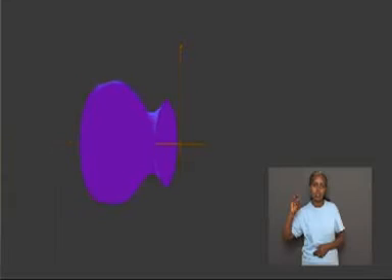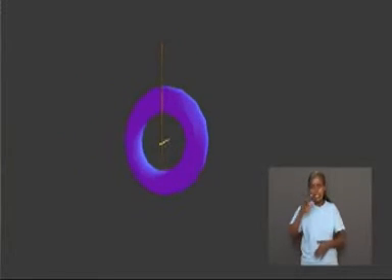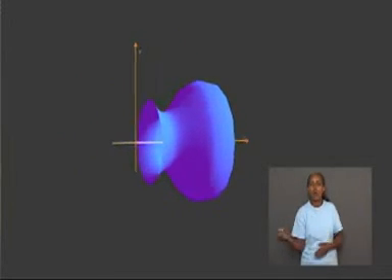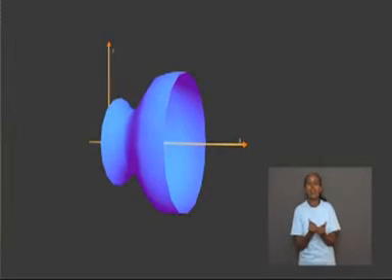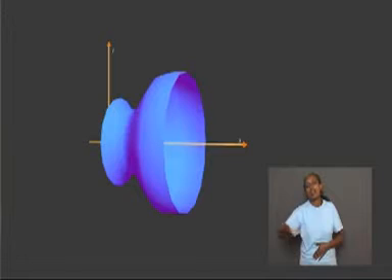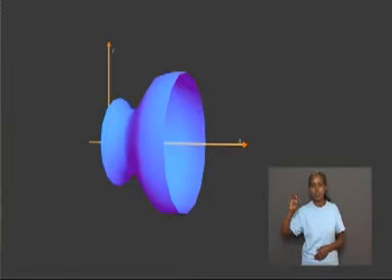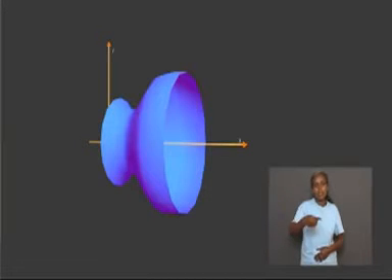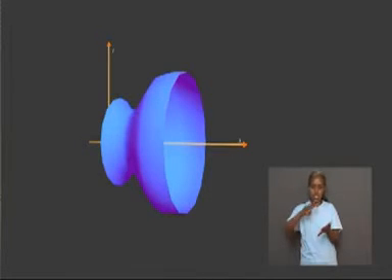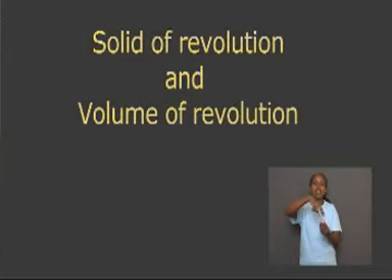In general, it is a three-dimensional object that is formed by rotating an area around a straight line called the axis of symmetry. If we calculate the space inside a solid of revolution, we can say that we are calculating the volume of revolution. Let us find out how to do that now.